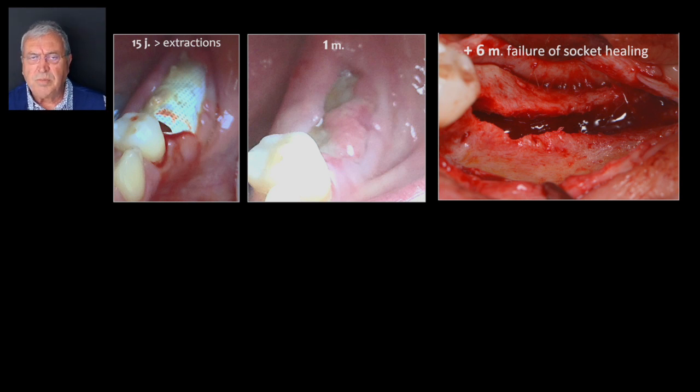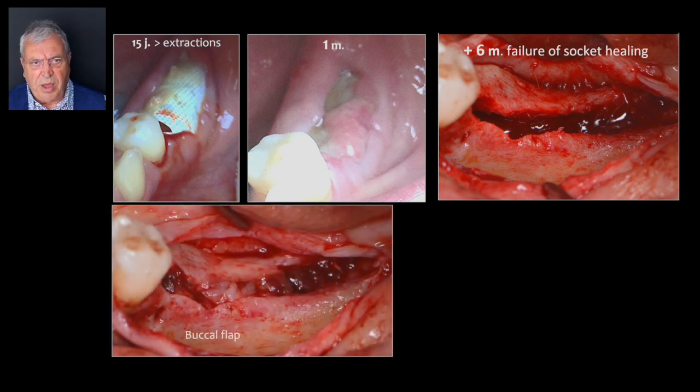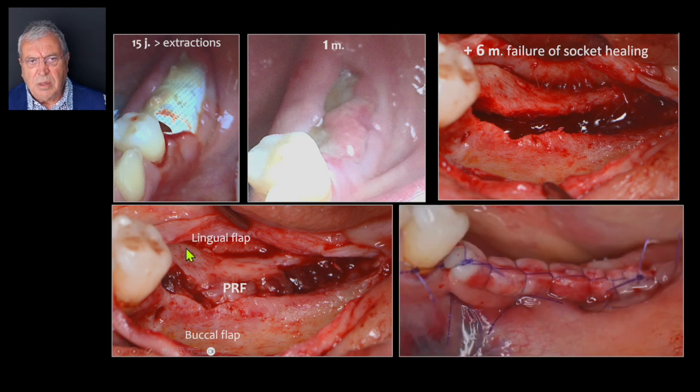Then we need to manage the site in order to heal. We propose to use PRF, but we know that when we do flaps, we have a risk of bone loss. We have a buccal flap and we have a lingual flap. But the solution was to use an apical mattress, very deep, in order to stabilize after filling the site with PRF.